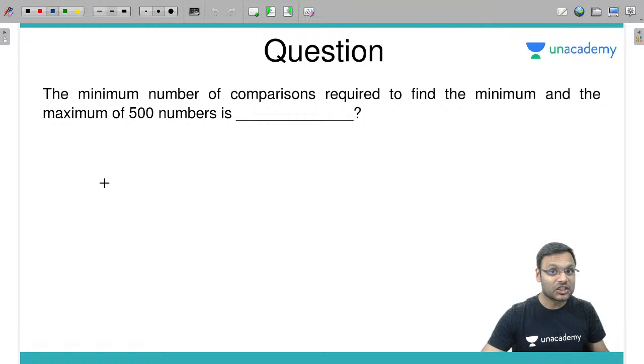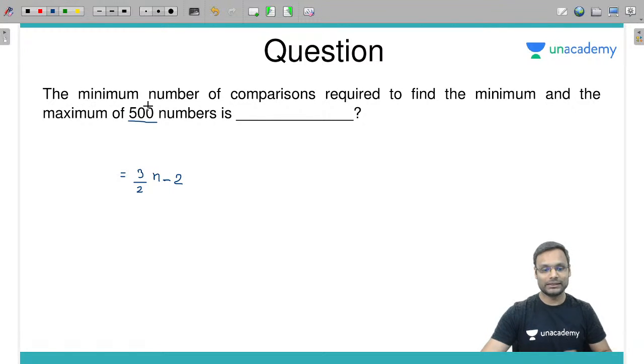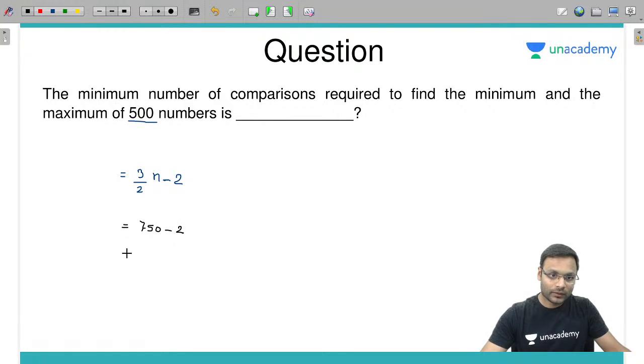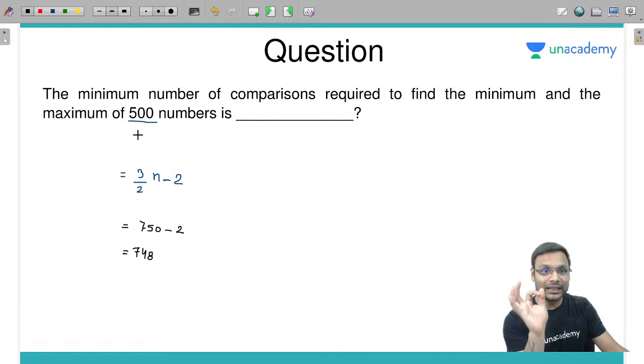अगर आपको मेरे लेक्चर्स याद है, मैंने इसके लिए एक छोटी सी मेथड बताई है. To find minimum and maximum, number of comparisons is equal to 3 by 2 of n minus 2. And what is n here? Number of elements. So it is 1.5 of n, which is 750 minus 2. Answer is what? 748.